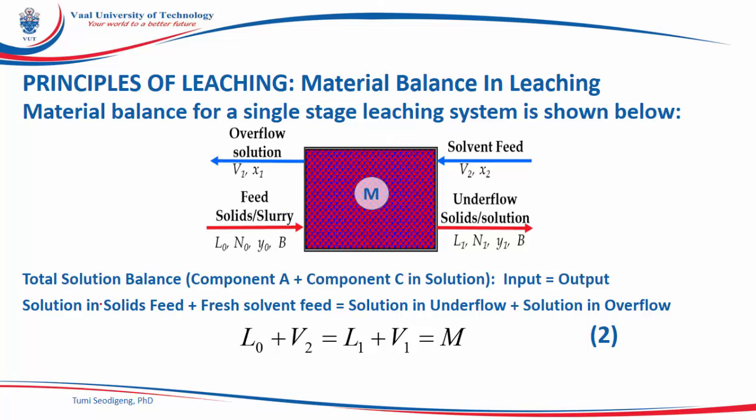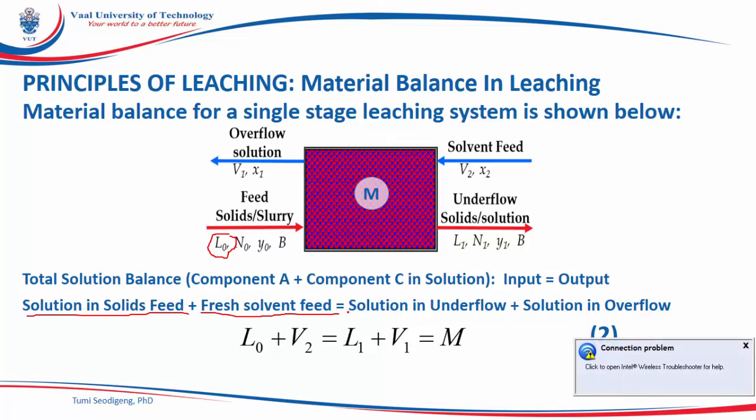all the outgoing streams. Looking at the total solution balance, we know that the total solution balance will have the solution in the solid feed, which is L0, and then the solution in the fresh solvent. These are the incoming streams, which, if we are using pure fresh solvent, will just be the fresh solvent. It will only contain component C. Now looking at the outgoing streams, we will have the solution in the underflow, which is the solution in the stream here, given by L1. And then we will look at the solution in the overflow stream, which will be given by V1. Because now there will be solute here, it will be both component A and component C in the overflow stream.